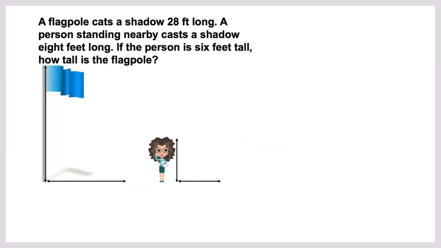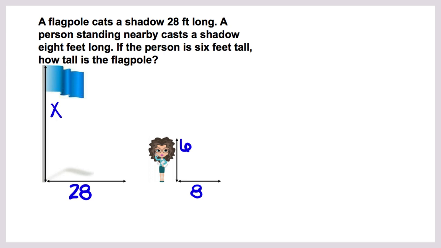Okay, so even though we just ended class, I wanted to do a couple more with those that are either still having a couple issues with this or aren't in class. On this one, we have a flagpole that casts a shadow that is 28 feet long. So we're going to put the shadow for the flagpole as 28. And then we have a person standing nearby who casts a shadow 8 feet long. So the lady's shadow is going to be 8 feet. And it says that the person is 6 feet tall. So her height is 6 feet. And we're looking for the height of the flagpole.